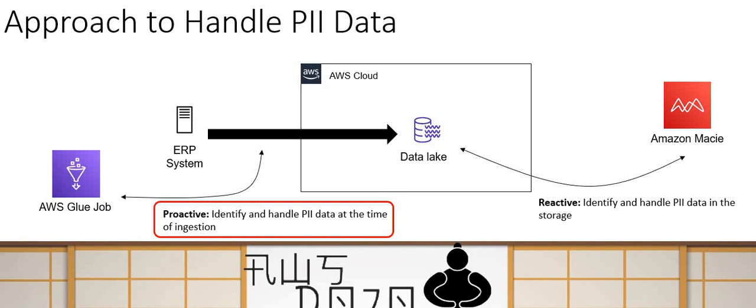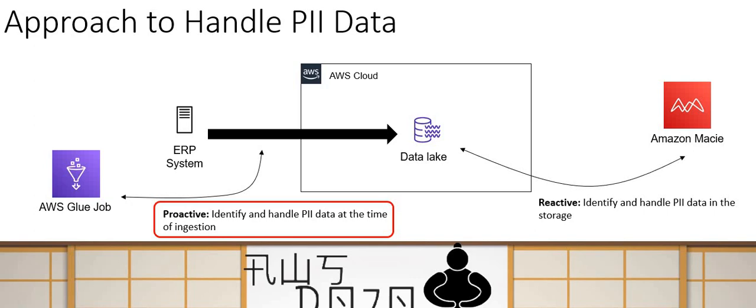It depends on what kind of control mechanism you have at the data ingestion level. If you have a very strict control mechanism at data ingestion, then you probably don't need a reactive approach. But if you think there's a possibility that people will slip through the proactive approach, then you might want to deploy a reactive approach as well to make sure that your system is foolproof.